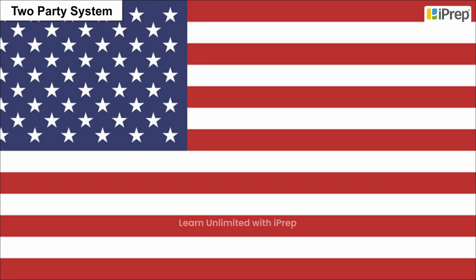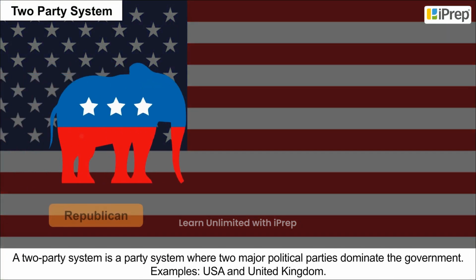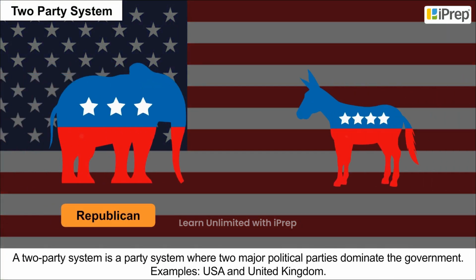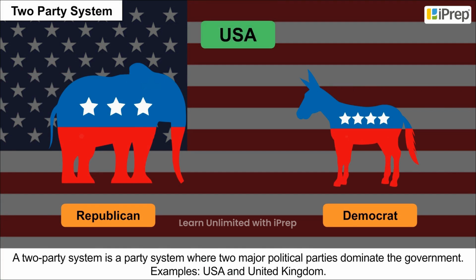Two-party system. A two-party system is a party system where two major political parties dominate the government. Examples, USA and United Kingdom.